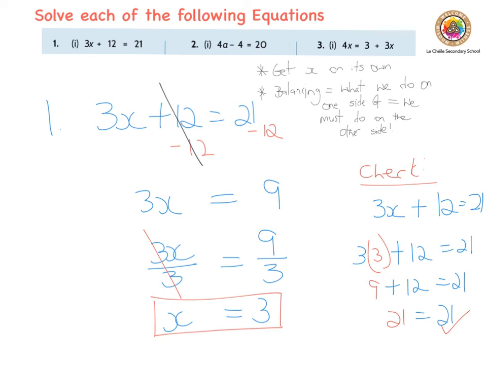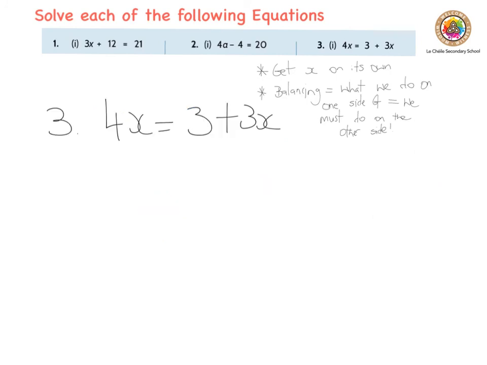Okay, but all it is, my two-step process always: get x on its own and then balancing. What we do on one side of the equal sign, we must do on the other side. Okay, so let's try number 2 together, and then I'll do number 3 next, and then you can do number 2 as your learning check.